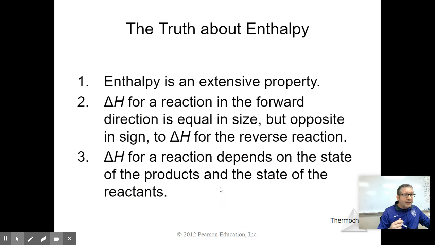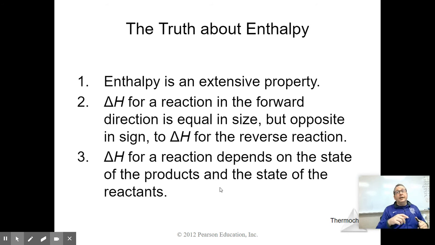But there are three things about enthalpy that you need to know. First off, enthalpy is an extensive property. We have discussed intensive and extensive properties early on in the school year, but just to refresh your memory, when we say something is an extensive property, what we're saying is it is dependent on the amount of substance that we have that results in the products that we get.